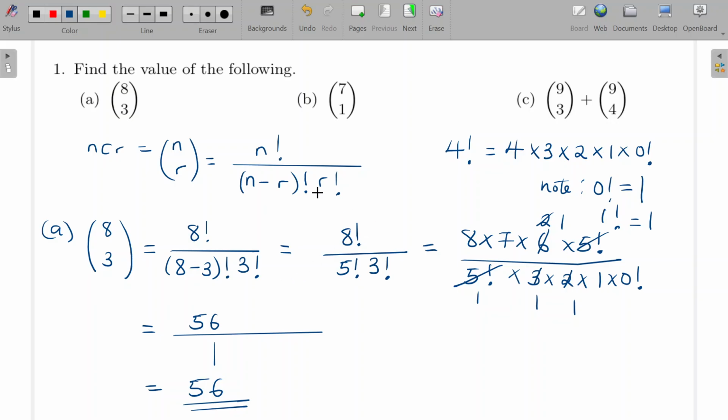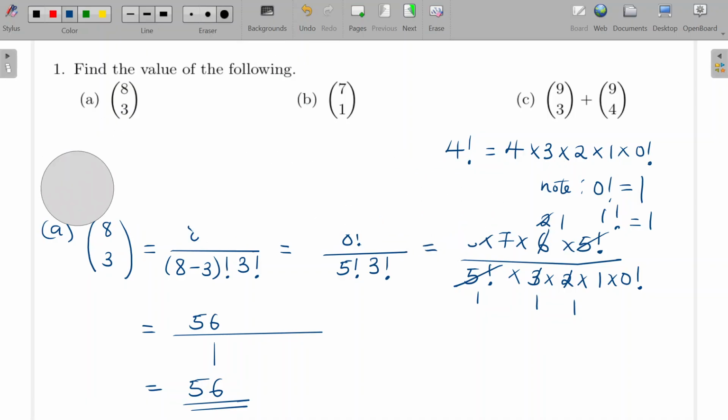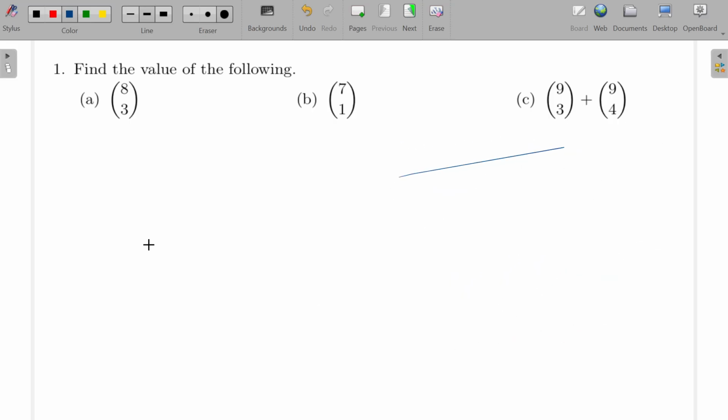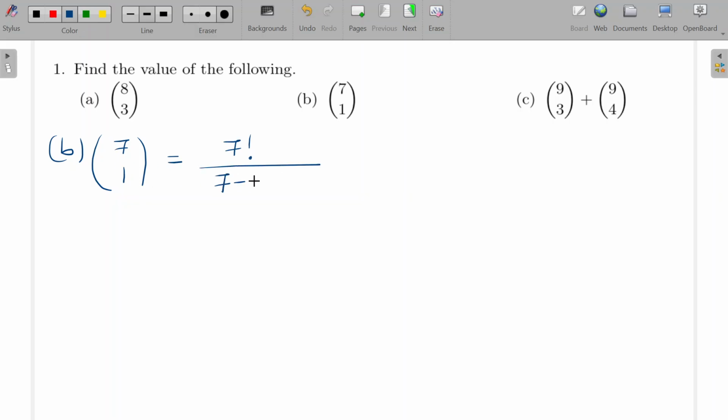All right. Okay. So then you are done with the first one. Then you go to the second one, which is B. Okay. When you go to B, which is just 7 combination 1. So 7 combination 1 is just the same as writing it as 7 factorial, what we've discussed, over 7 minus 1 factorial, then you write the 1 factorial.